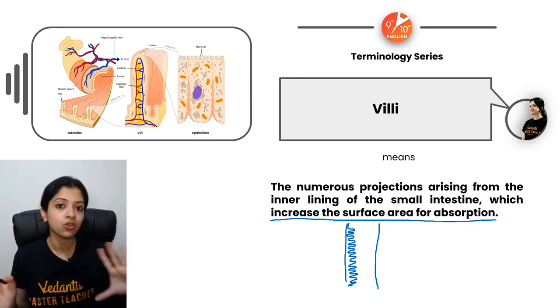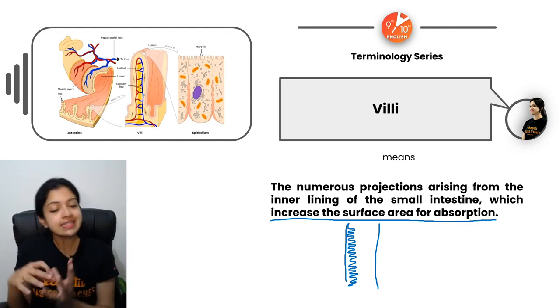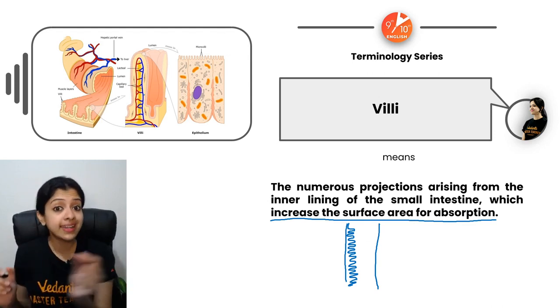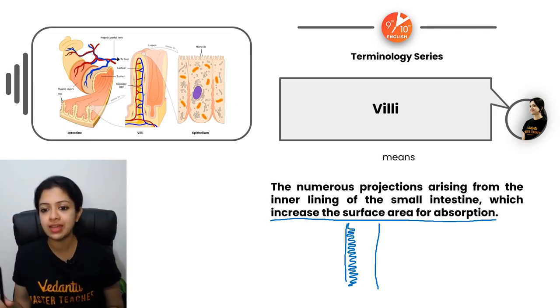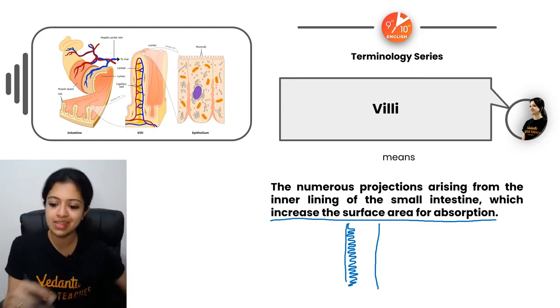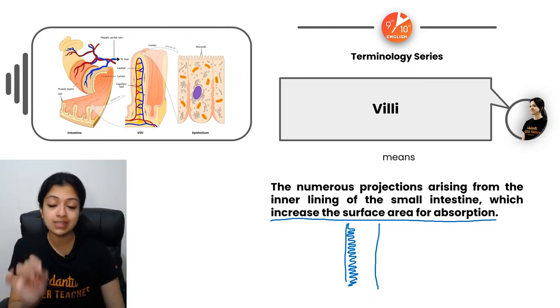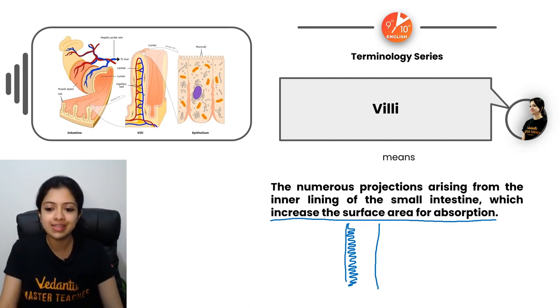So villi in your small intestine performs a function similar to dash in your lungs. Can you tell me the answer to that? Put it in the comment section below. I'll see how many of you have actually paid attention to that. Okay. The question is, villi in the small intestine can be comparable to dash in the lungs.